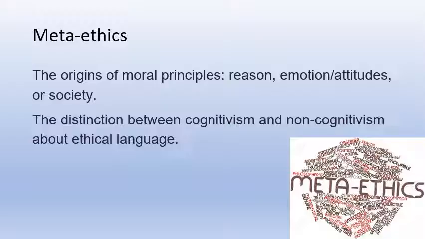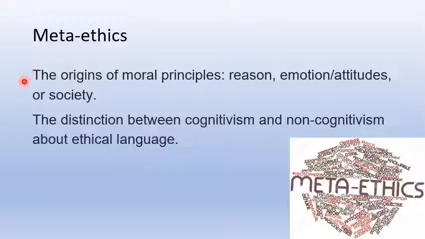So you've got 2 bullet points under the initial meta-ethics heading on the AQA A-level philosophy specification for meta-ethics, and here you go. They are the origins of moral principles: reason, emotions, attitudes, society, and then a distinction between cognitivism and non-cognitivism.